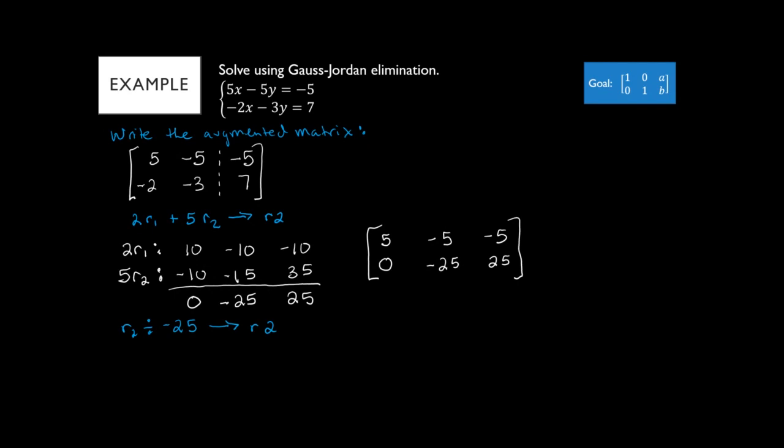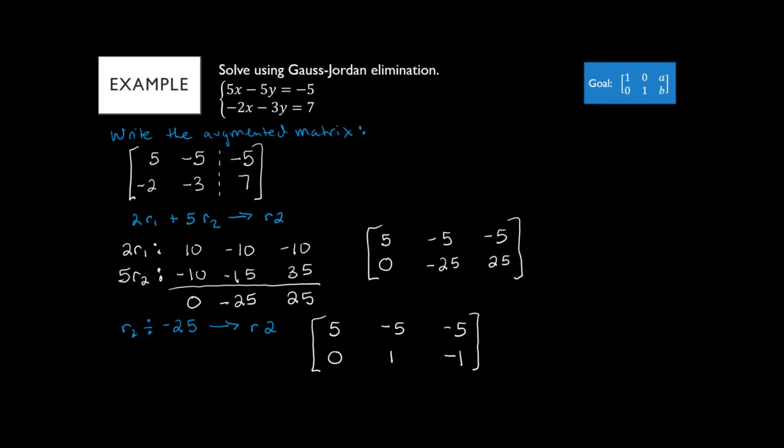And that's easy enough to do in your head because you're not combining rows. So the first row is staying the same. Negative 25 divided by negative 25 is 1. 25 divided by negative 25 is negative 1. So now we've got my 0 and my 1.